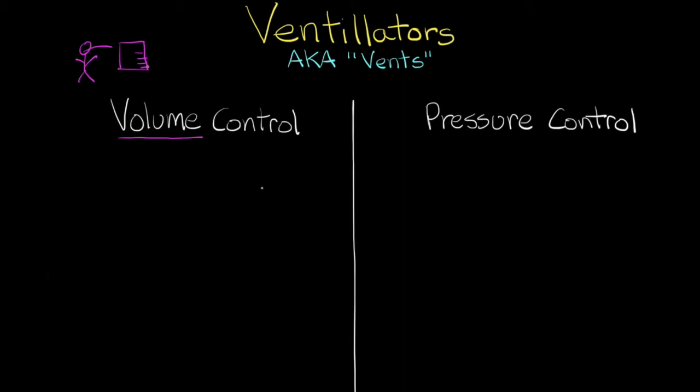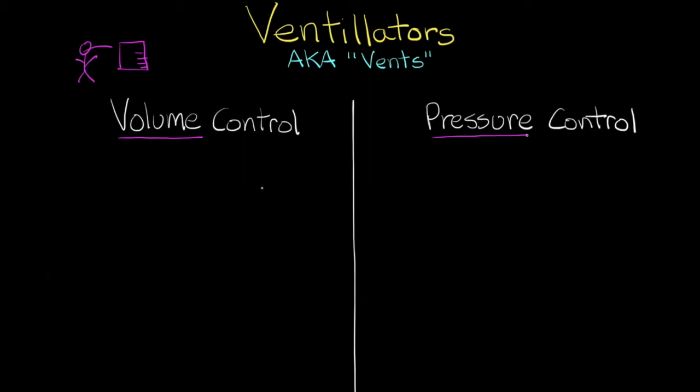Now, our other category here, pressure control, again, pretty obvious. The thing that we're controlling here is our pressure. Take a minute and look back at our volume control. The way that the vent delivers the volume is by pushing with a certain amount of pressure. That pressure may vary or change in order to ensure that the patient receives that same volume of air. Well, the opposite is true in pressure control.